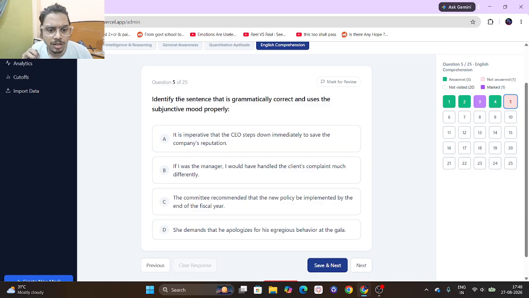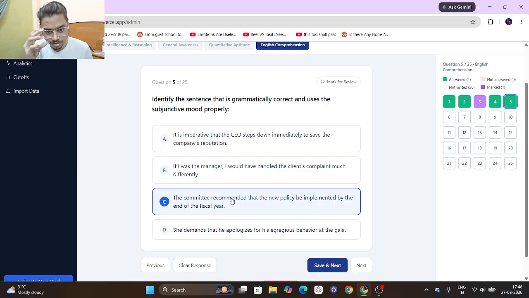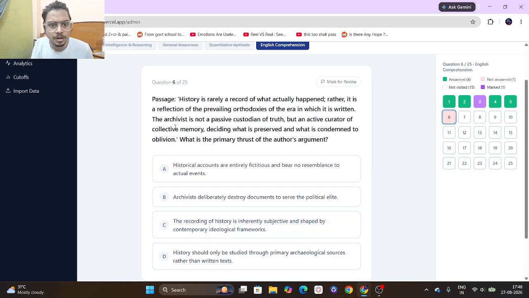No. If I was the manager, I would have handled this client's complaints. This can be the committee recommended that the policy be implemented by the end of the fiscal year. Yes, if recommend and such words are used, that would be subjunctive. She demands that he apologizes for the... yeah, so recommended.